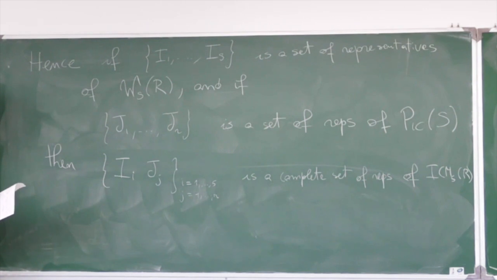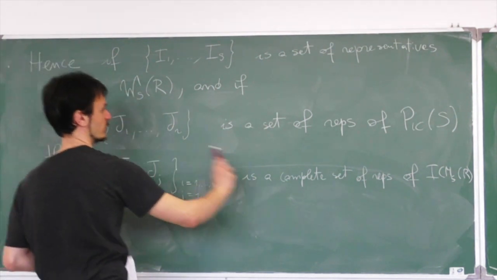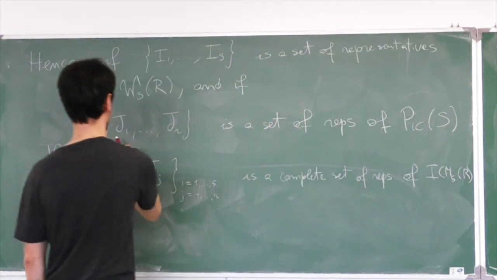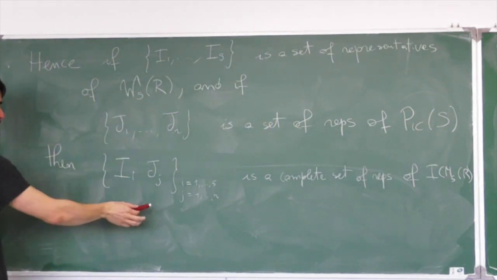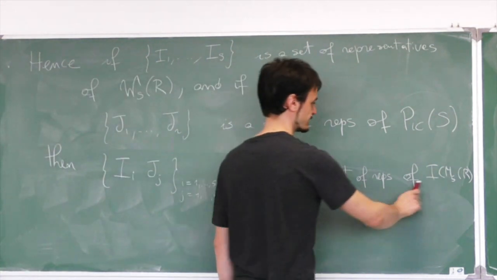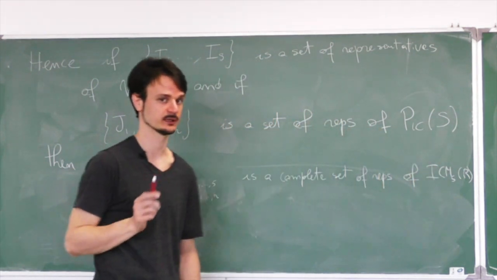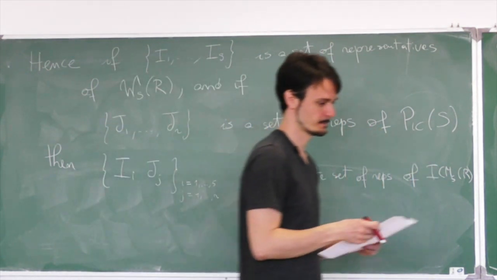Okay? So we know, as I said before, how to compute this set, and we know how to compute this one. So in other words, we have explicit sets of these representatives. We just take all the possible products, and this is going to give us the ideal class monoid of R with restricted multiplicator ring S. Okay, let's prove it.